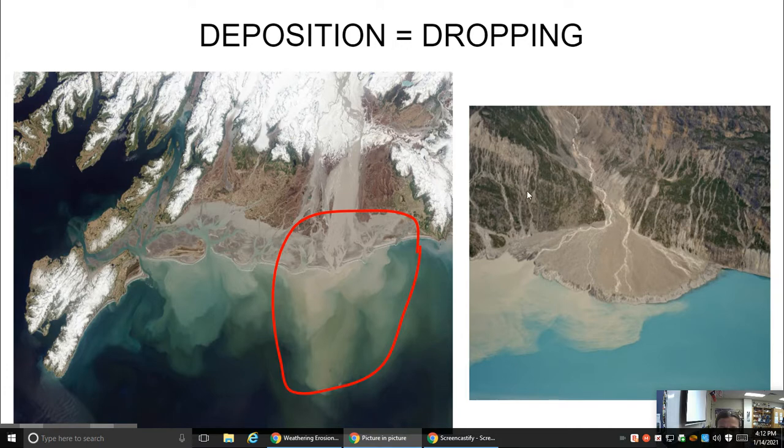And here you have two beautiful satellite images, which are photos taken from space. You can see that the sediment from the rivers is being deposited here in the ocean, and it's forming a delta. And here you see a beautiful alluvial fan. So that's all sediment being deposited from the river.